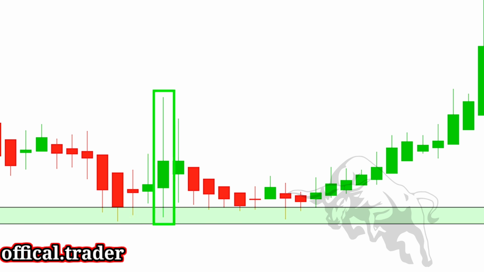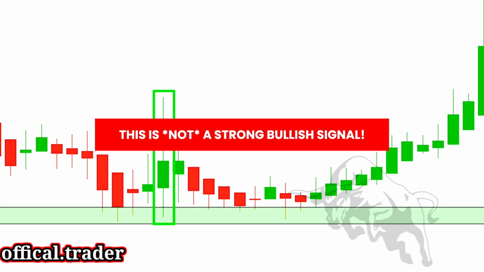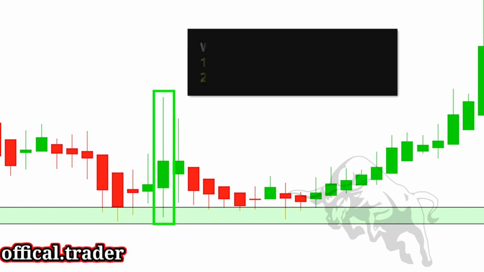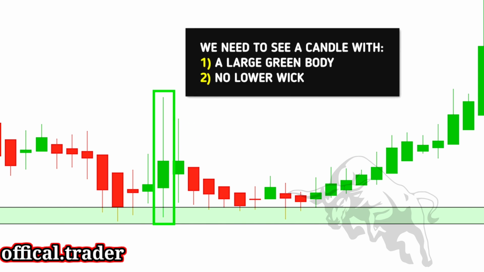Next, we see a large green candle form. However, this is not a strong bullish signal. We need to see a candle with, number 1, a large green body, and number 2, no lower wick. This candle has a small green body and wicks on both ends, so we would simply sit back and wait.